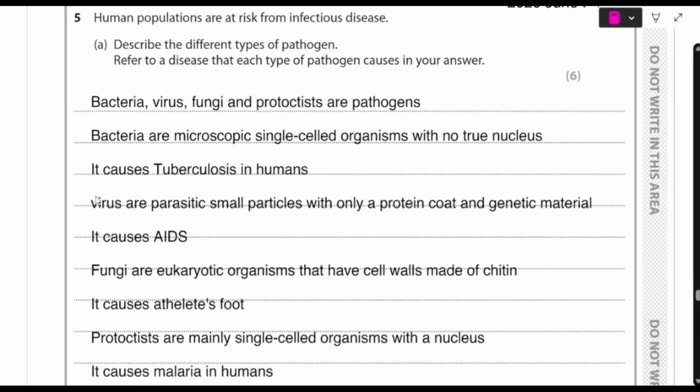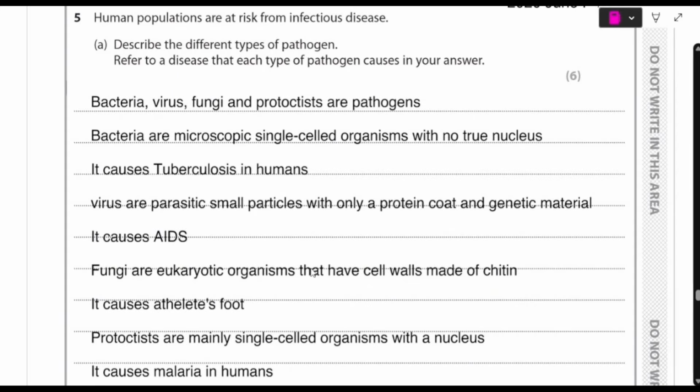Then viruses are parasitic particles. They only have a protein coat and genetic material such as DNA or RNA. One of the diseases caused by viruses is AIDS. Then we have fungi. They are eukaryotic organisms with cell walls made of chitin. So this is the unique feature of them. And one of the diseases that is caused by fungi is athlete's foot.